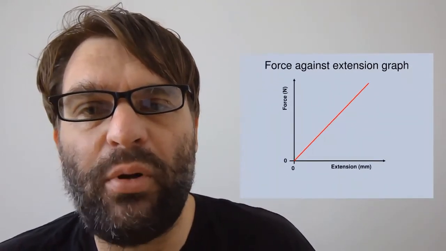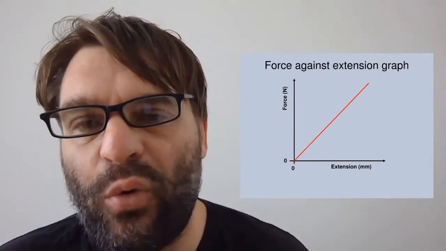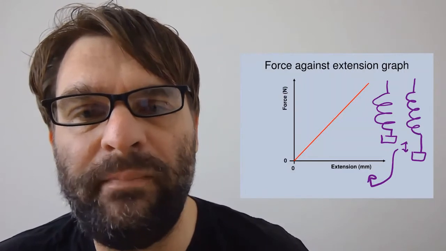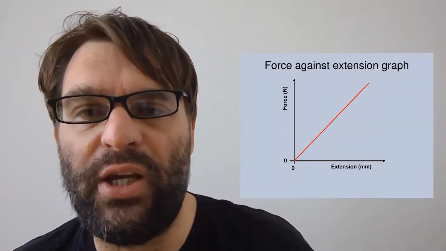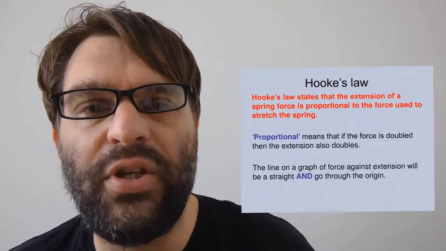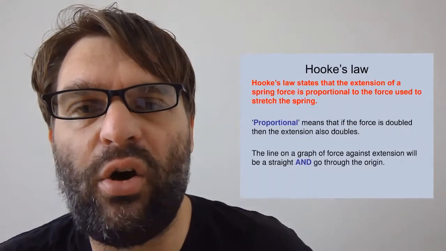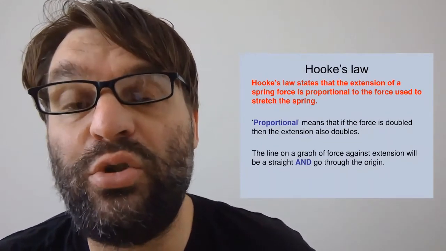And this is an example of a force extension graph. So you can see that as the force is increased on an object, be it through tension, then that object's going to extend in a linear relationship. Okay? And this is known as Hooke's law. So Hooke's law states that the extension of a spring is proportional to the force used to stretch that spring.